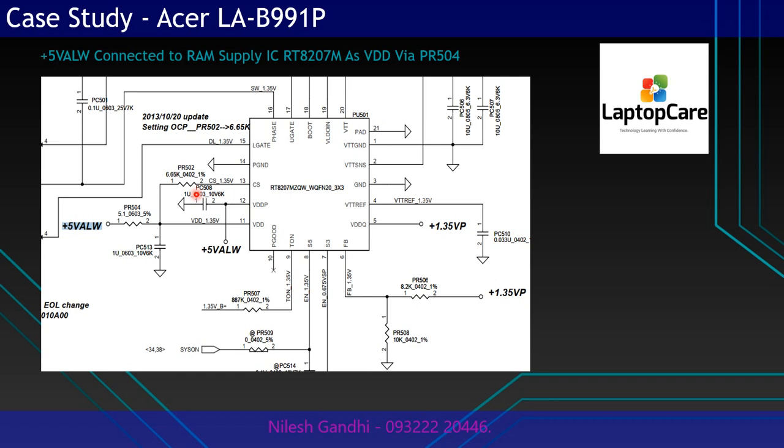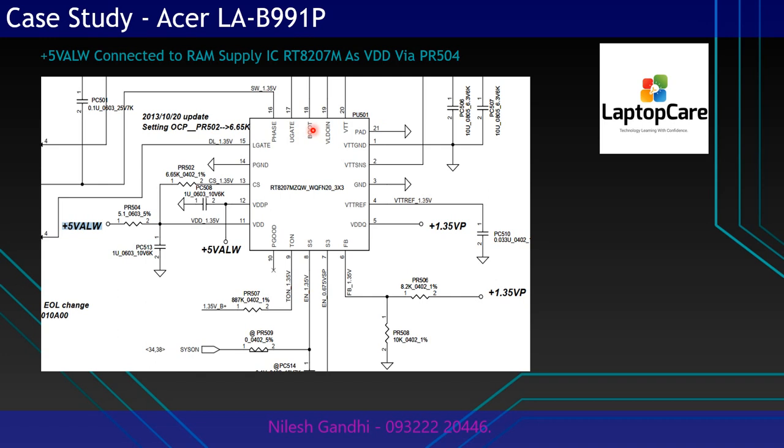So we need to check this section first, and here the first section is the RAM supply, that is RT8207M. We disconnected this particular resistor to check shorting at this particular junction, and after removing this particular resistor, the voltage on DC supply and current consumption came back to normal, that is around 15 milliamps. So definitely it is an indication that this particular IC has gone bad.